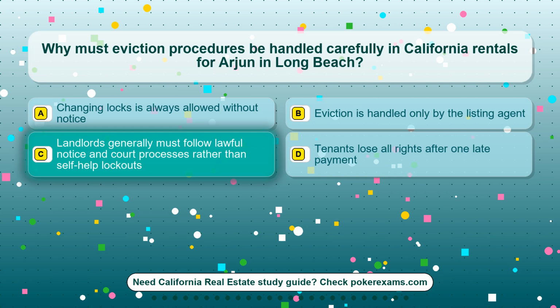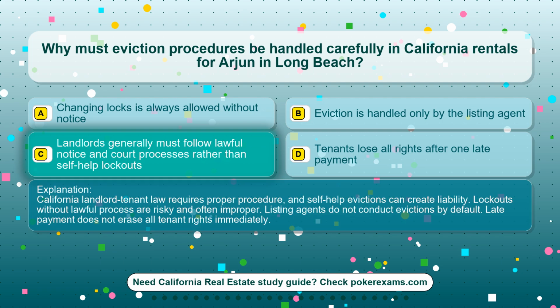The correct answer is option C. Landlords generally must follow lawful notice and court processes rather than self-help lockouts. California landlord-tenant law requires proper procedure, and self-help evictions can create liability. Lockouts without lawful process are risky and often improper. Listing agents do not conduct evictions by default. Late payment does not erase all tenant rights immediately.